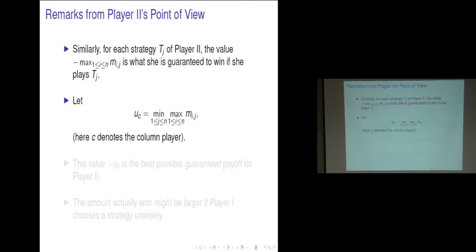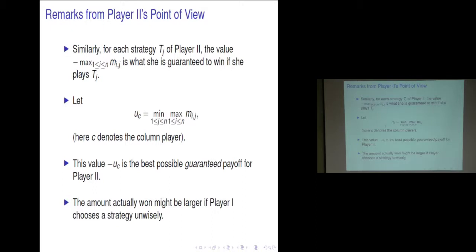Player 2 plays columns, right? So U sub C is min max. You take max first and then you take min. Now this value, the negative U sub C, is the best possible guaranteed payoff for player 2. This is just symmetric. The actual amount might be larger if player 1 chooses a stupid strategy, right? Yes?